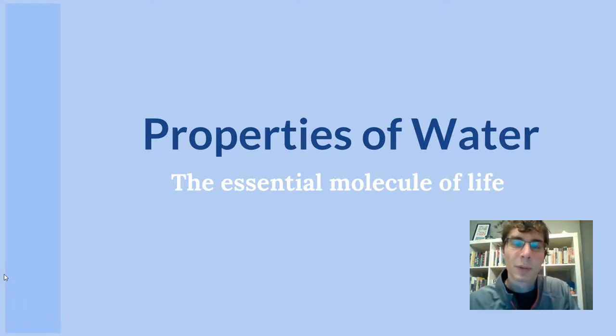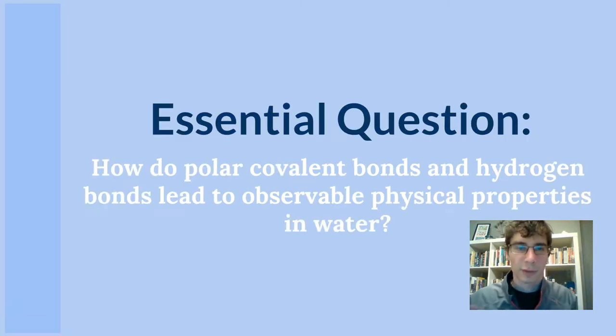Today we are talking about the properties of water, our essential molecule of life. Our essential question today is going to be: how do polar covalent bonds and hydrogen bonds lead to observable physical properties in water? Yesterday, or the last lesson, we talked about different kinds of bonds, ionic and covalent. We're going to be expanding on that today, learning about a new one called hydrogen bonds, and in particular, we're going to learn about hydrogen bonds in water.